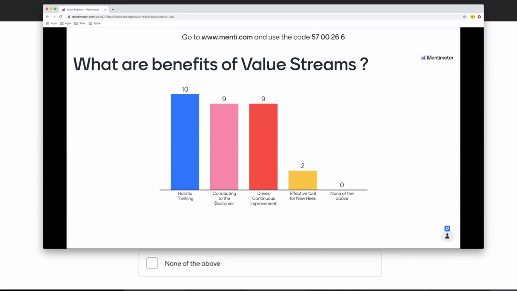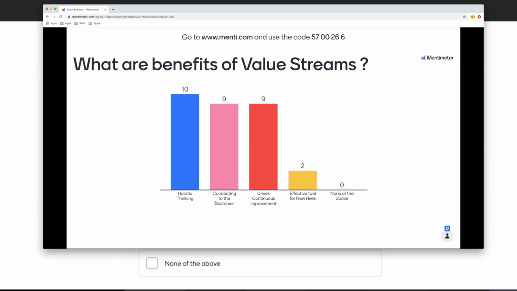It does drive continuous improvement. I see a lot of people voted for that, which is very true. And that's where we start talking about the concept of defining the current state and utilizing that on a periodic basis to foster improvement. And every time you're able to eliminate a gap or reduce the lead time, you're a step closer to improving, and you're on that continuous improvement journey.